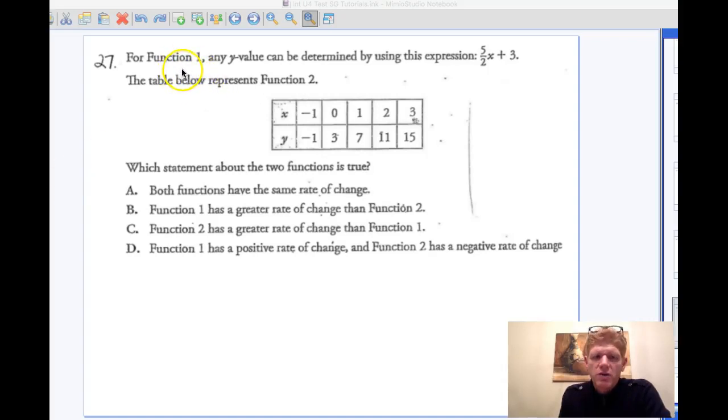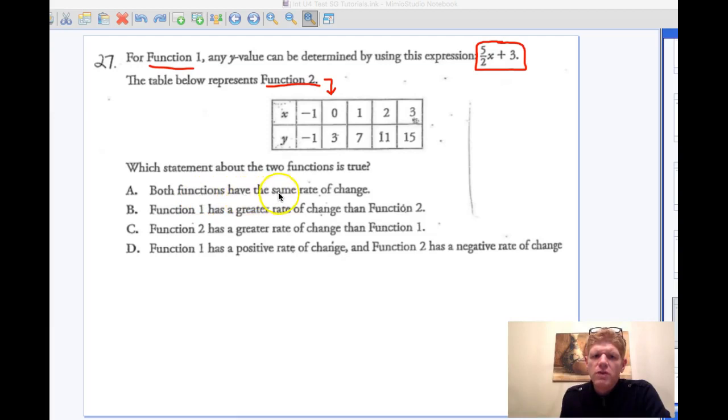Number 27 requires a little bit more thought. For function number 1, any y value can be determined by using this expression right here, 5/2 x plus 3. This is function number 2 right here in the table. And we're going to ask some questions about it. Which statement about the two functions is true?